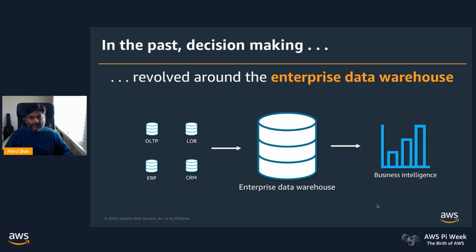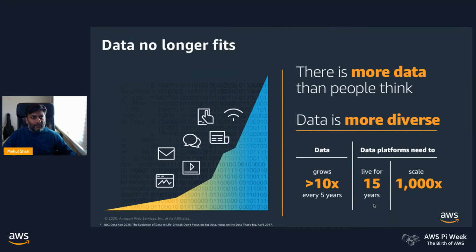But increasingly, this architecture is starting to show its age and is evolving. And there are three main reasons for this. The first one is that the data that customers want to manage and analyze no longer fits cost-effectively into a data warehouse. There's a lot more data than people think. And the data is much more diverse. If you take a look across our customer base, the amount of data that customers are storing is growing about an order of magnitude every 5 years. And so when they go and deploy a data platform, which is supposed to live around 15 years, that platform has to scale about 1,000x.